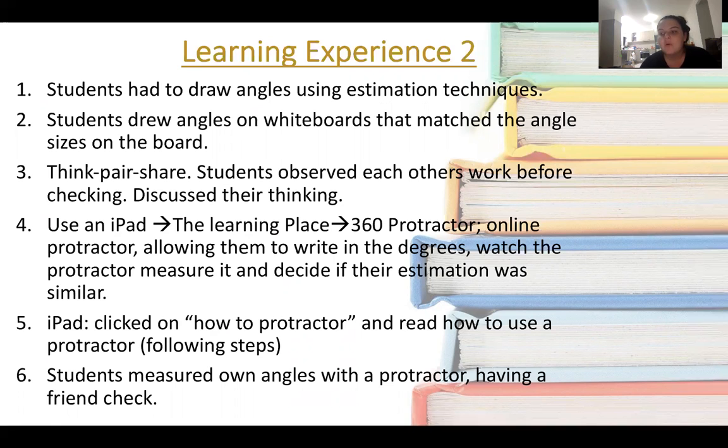The protractor app also had an instructional method on how to use a protractor. This activity incorporated ICT skills, allowed the feedback to be peer assessed, and was able to use trial and error on their whiteboards for their estimates.